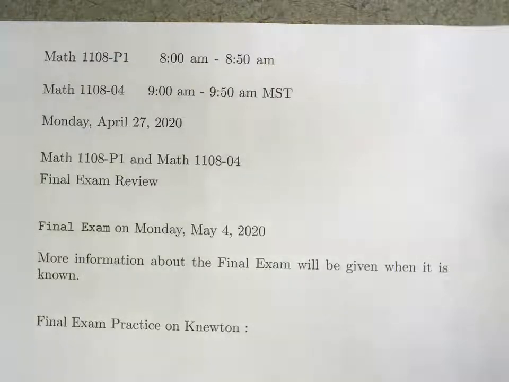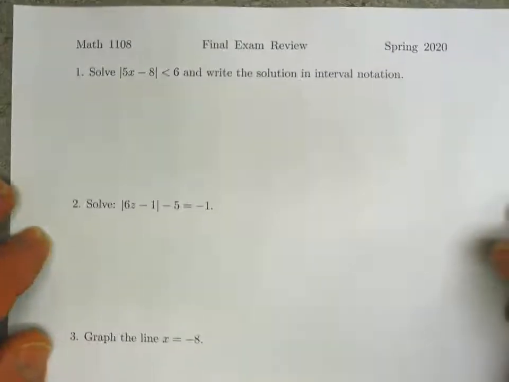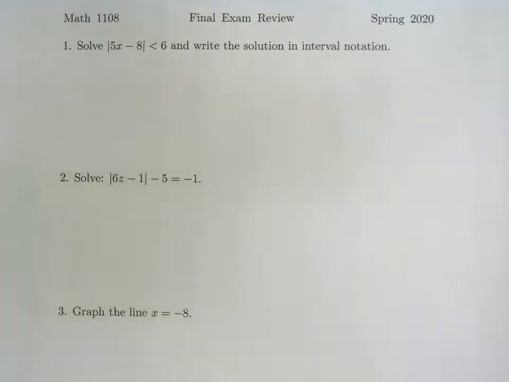Okay, we'll start with the review. We'll just go over problems that you'll see on the final. Okay, the first one, solve this absolute value inequality. The absolute value of 5x minus 8 is less than 6. And then write the solution in interval notation.